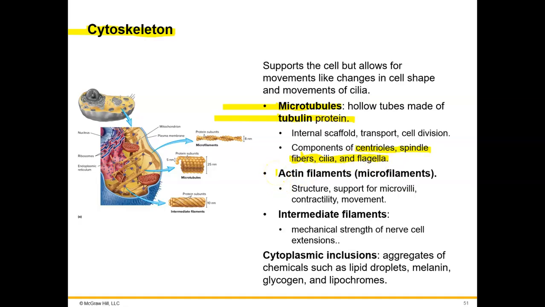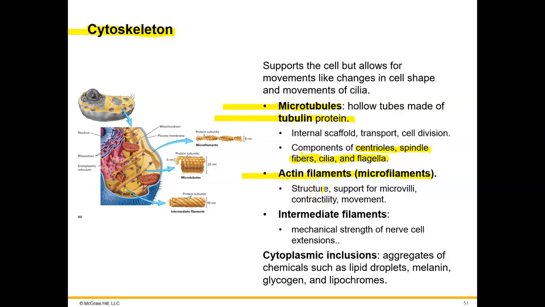Then we have the thinnest. So microtubules are the thickest. The thinnest filaments are called actin filaments, or microfilaments, because they're so small. So we have microtubules, or thick filaments, and then we have microfilaments called actin filaments.